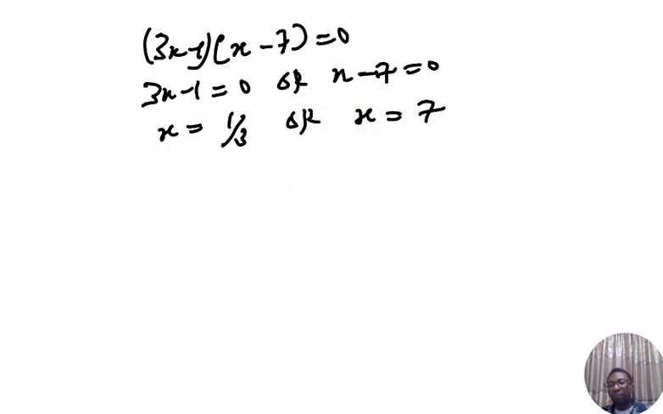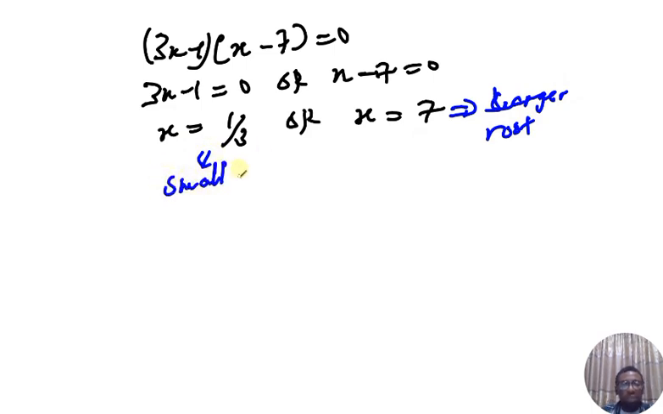So let's identify the smaller root and the larger root in this case. Sorry, this is the larger root, while this is the smaller root. Obviously, 7 is more than 1 over 3. So 1 over 3 is our smaller root, SR, and 7 is our larger root, LR.